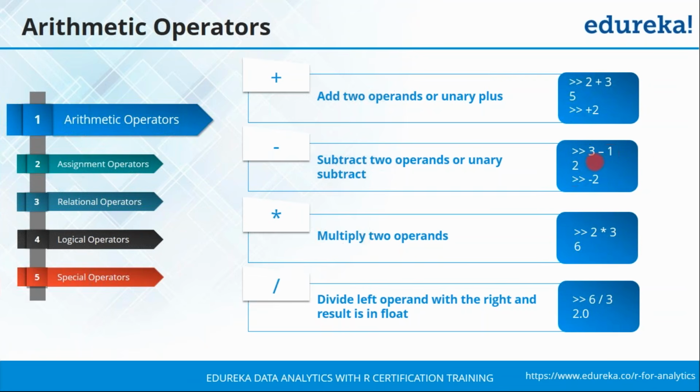Again, same with subtraction, 3 minus 1 is giving me a result of 2, and minus is actually used to denote that it's a negative 2 number. Multiplication and division are quite straightforward. Let me just show you how they work out in RStudio.